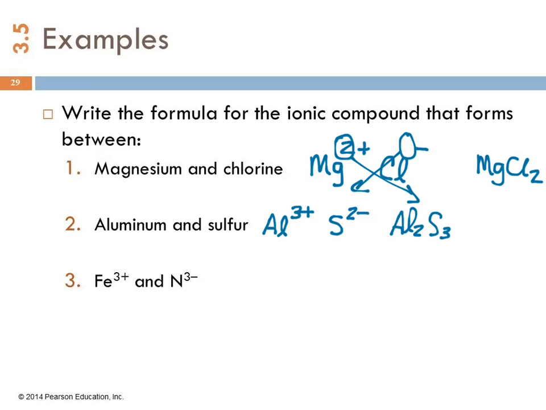How does it get you in trouble? It can get you in trouble if you have something like tin 4 and sulfide. Those 2 numbers are not the same, but when you crisscross, you get Sn2S4, which is not the smallest ratio. It should be SnS2.